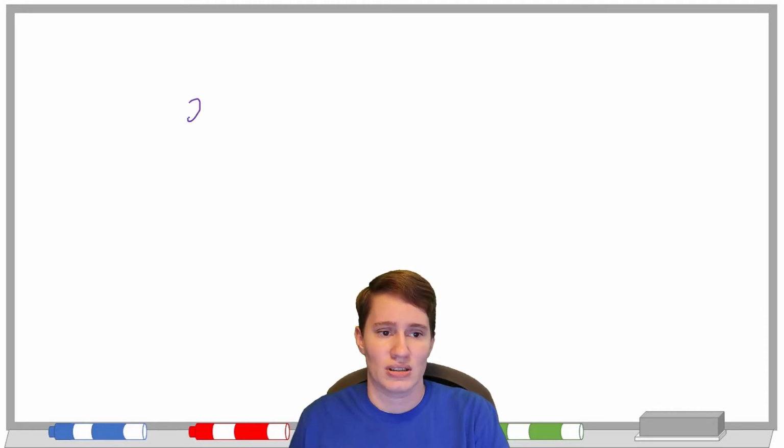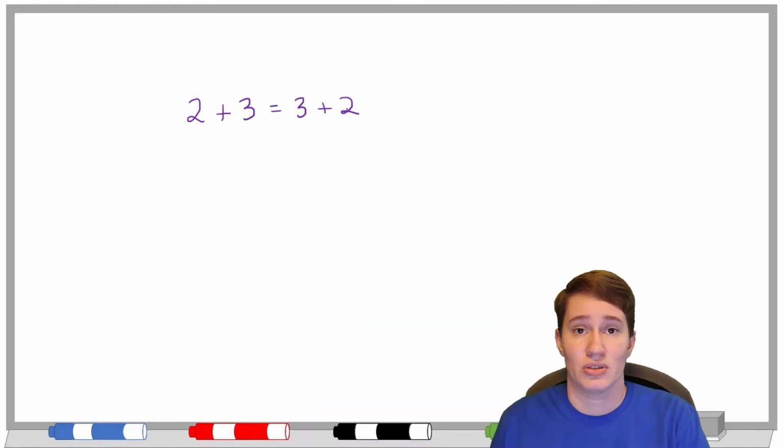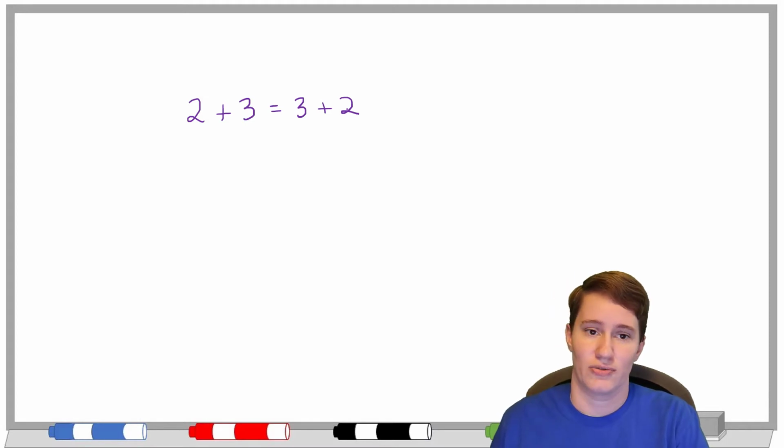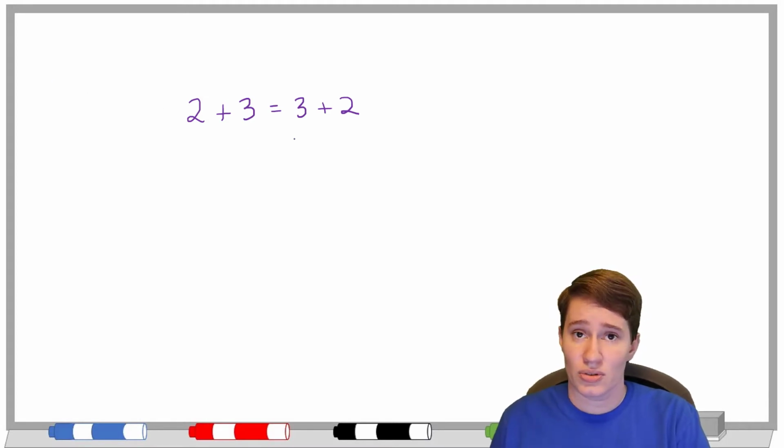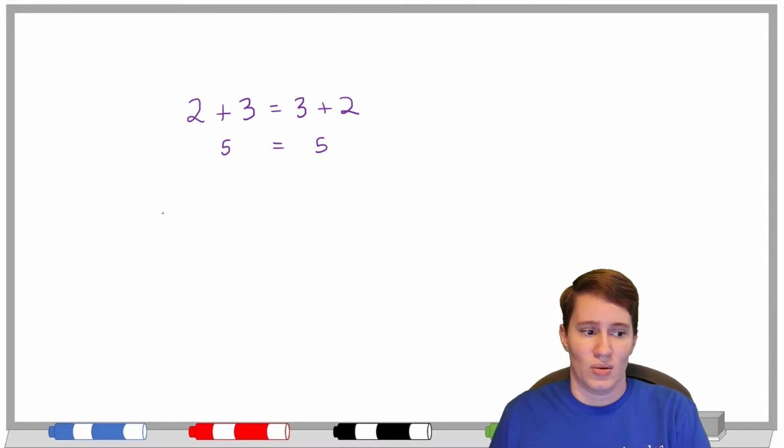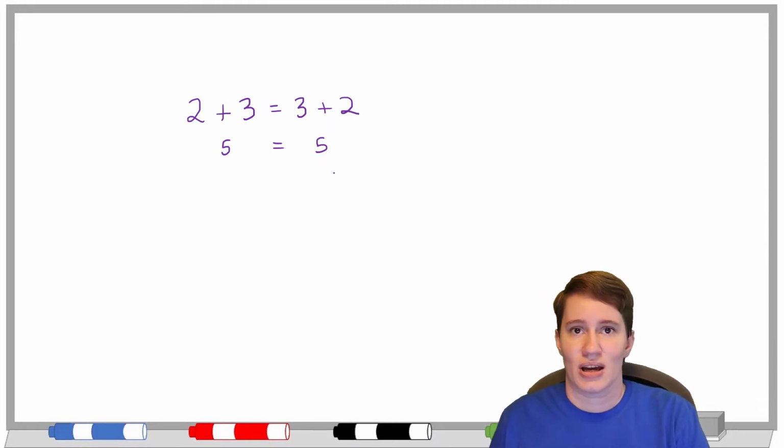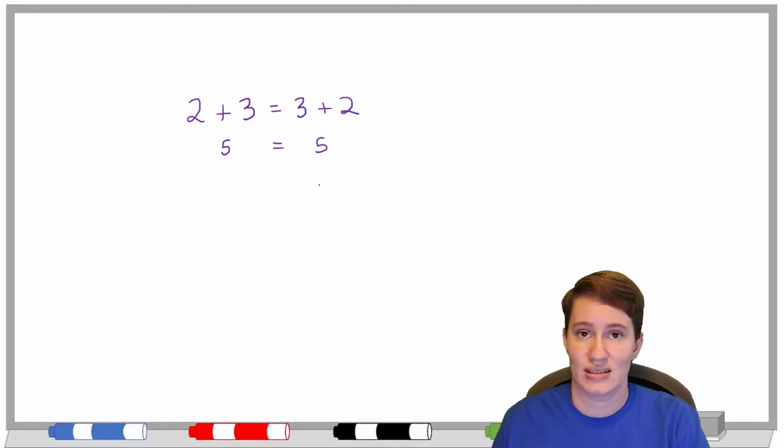So let's think about this question. 2 plus 3 equals 3 plus 2. Is that a true statement or is that a false statement? And if it is true, then what does that mean? So 2 plus 3 is 5, 3 plus 2 is 5. Those are the same thing, so this is a true statement. And what that means is that it doesn't matter what order our numbers are in if we're adding, that we can get the same thing forward and backwards.